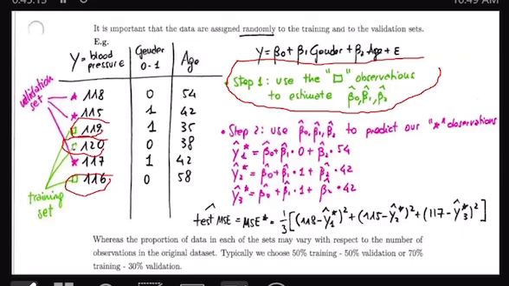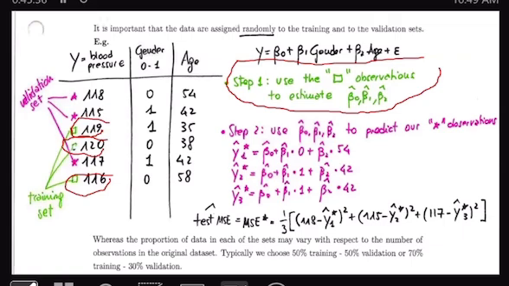Which means I'm going to estimate the parameters of the regression, the beta naught cap, the beta 1 cap, the beta 2 cap. After that, I did not use the validation set yet. I only use the green one. If I want to use the validation set, this is the first thing I'm going to do.